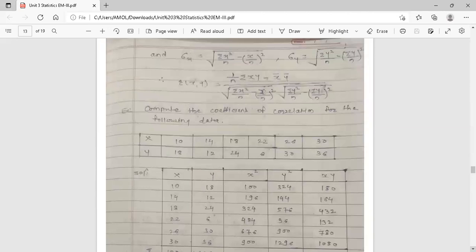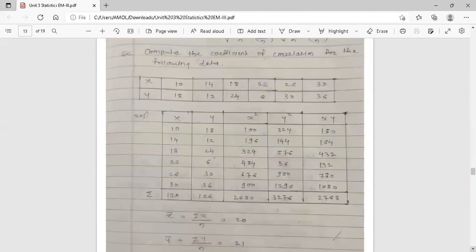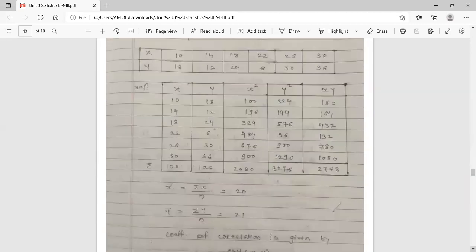Okay. Now the example on coefficient of correlation. The example is here. Compute the coefficient of correlation for the following data. Here, the data is given. The observations of x and y are given. We have to find out the coefficient of correlation.